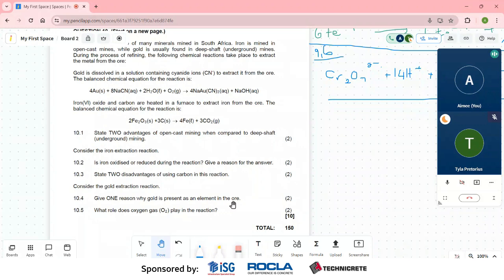That's your answer. The gold does not oxidize easily like iron. And then 10.5 says, what role does oxygen gas play in the reaction? Oxygen gas acts as an oxidizing agent. And remember, oxidizing agent means that it undergoes reduction.